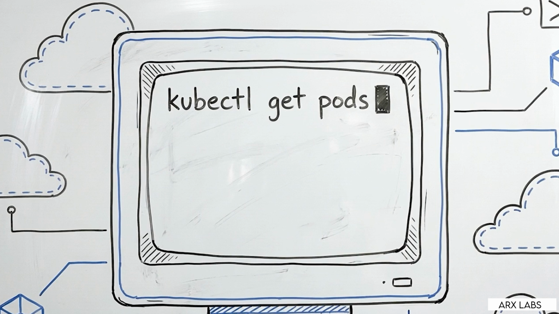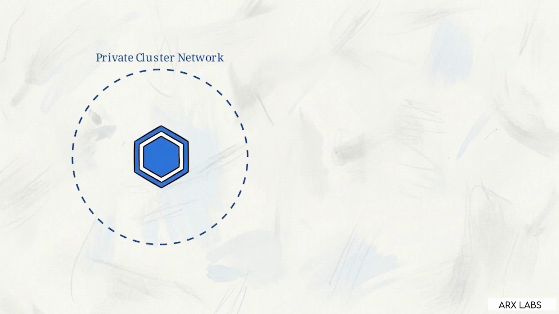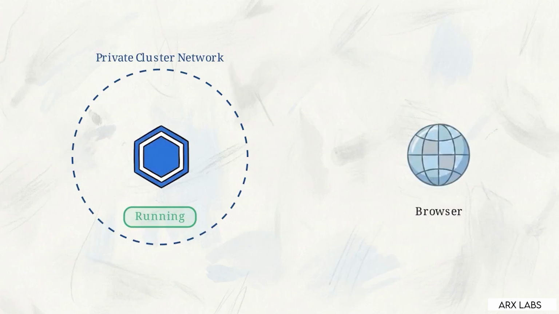You can track the progress of this new resource by running kubectl get pods. Watch the status column. The pod will move from ContainerCreating to a stabilized Running state. Once it reaches Running, the application code is alive inside the cluster, though it is not yet reachable from your browser. Currently, the running pod is isolated within the cluster's internal private network.